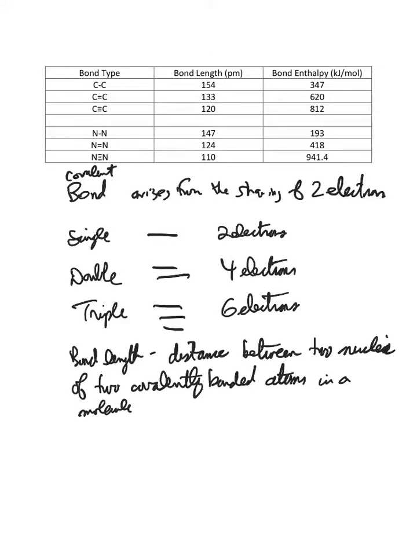For a carbon-carbon single bond, it's 154 picometers. Carbon-carbon double bond, it's 133 picometers. And a carbon-carbon triple bond, it's 120 picometers. And we see the same trend exhibited by nitrogen.